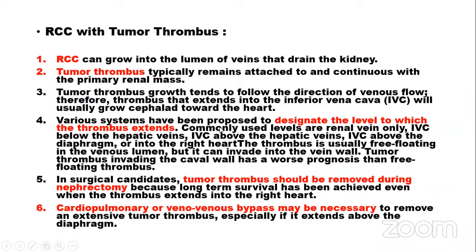The level of thrombus extension is commonly the renal vein, IVC below the hepatic vein, IVC above the hepatic vein, or IVC above the diaphragm into the right atrium. The thrombus is usually free floating in the venous lumen, but it can invade the vein wall. A thrombus invading the caval wall has a worse prognosis and requires reconstruction.